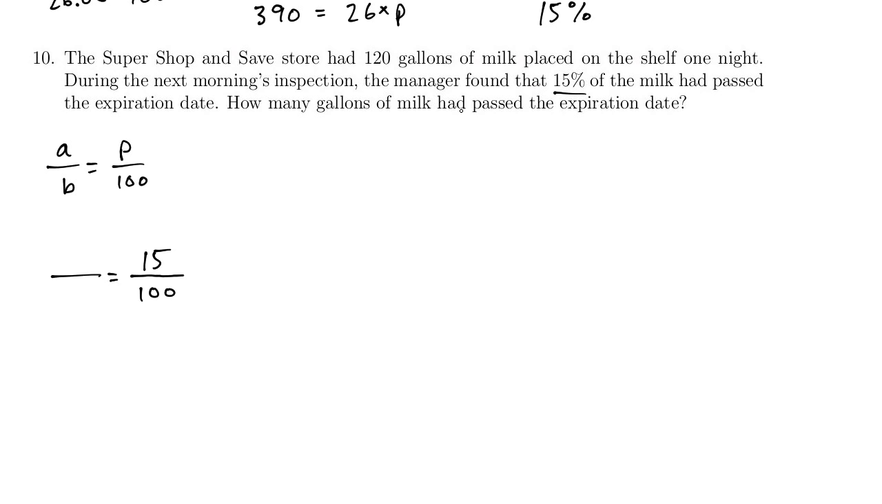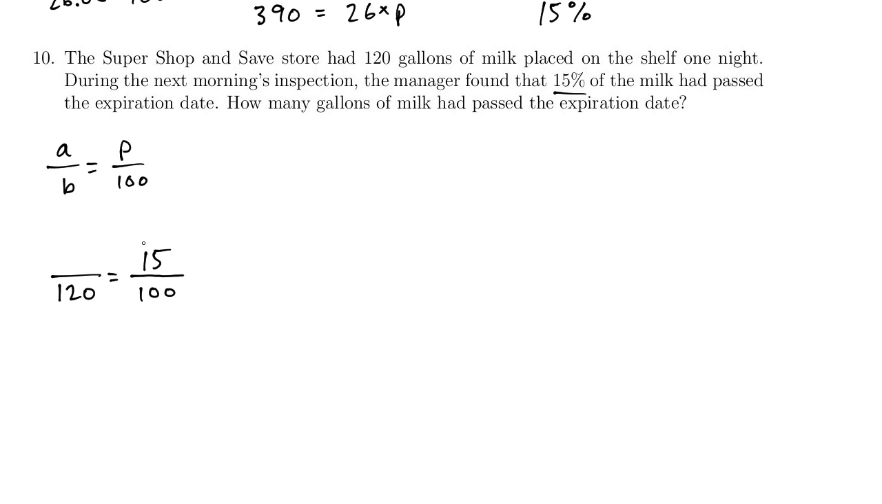All right, and now let's try and find the base. So what are we taking the percentage of? It says the manager found that 15% of the milk. So what's the total amount for the milk? Well, it says up here that the store had 120 gallons of milk placed on the shelf one night. So that's the total amount of the milk. So 15% of the milk, that would be 120. That would be our base.